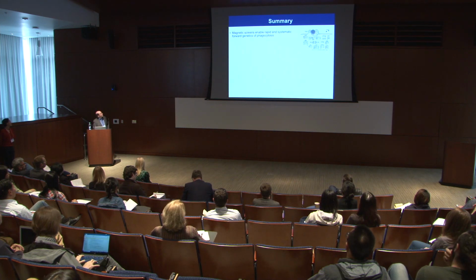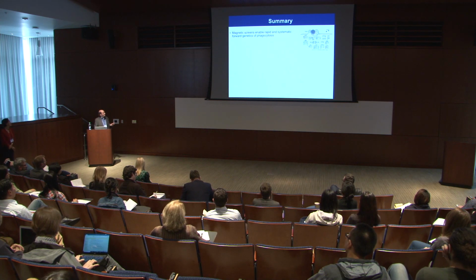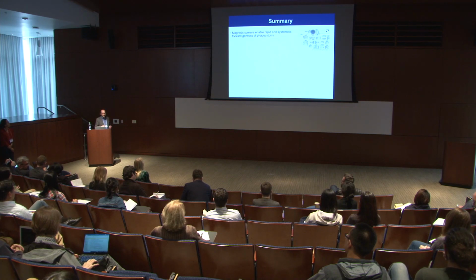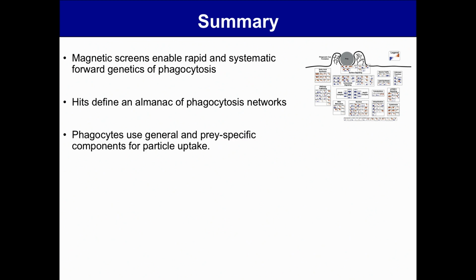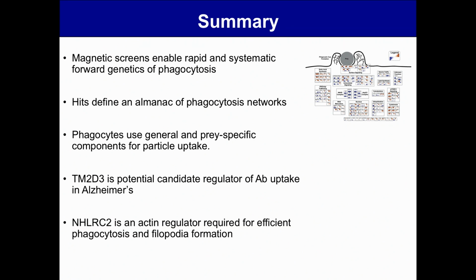So to summarize this, we've developed a strategy that we think is actually quite broadly applicable for studying the process of cellular engulfment. We've developed through this effectively an almanac of all the genes that are required for phagocytosis of different particles. We found genes that are general and also selective for particular particles, including several new genes that seem to be important potentially in Alzheimer's disease and as a regulator of the actin machinery. So with that, I'll end.